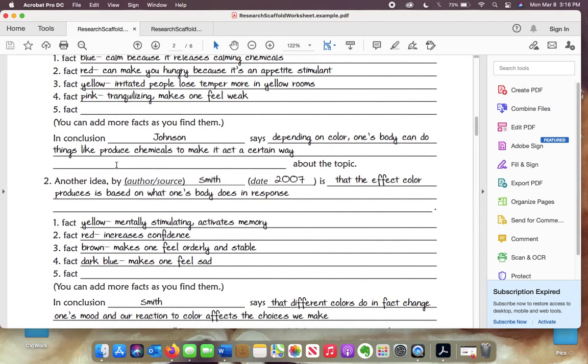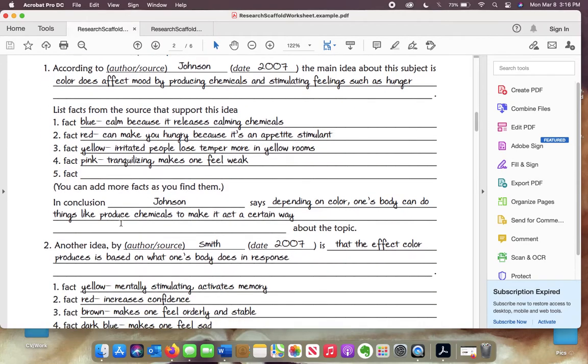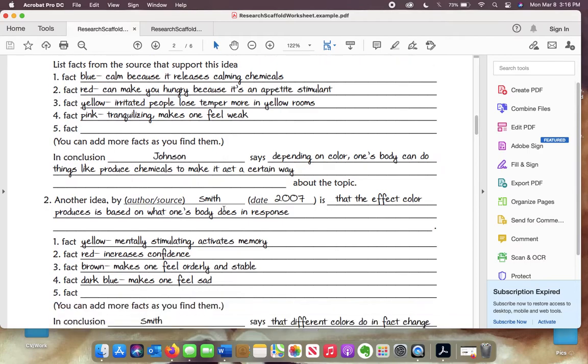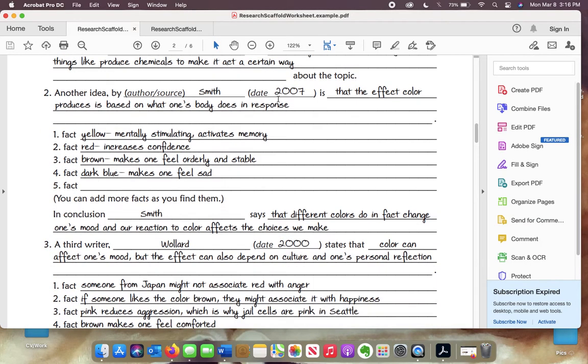So then there's a conclusion that depending on the color, one's body can do things like produce chemicals that make it act in a certain way. So you've got a space for each one of these where you've got the argument, you've got some facts that they use to support their argument, and then the overall conclusion for that particular source that you can use in your paper. So now we got another one.